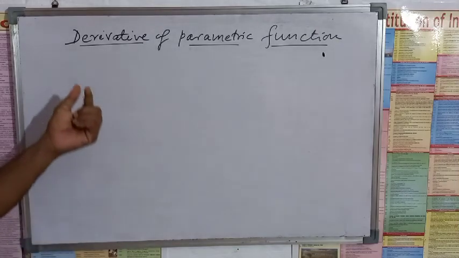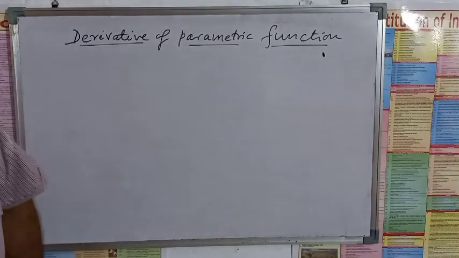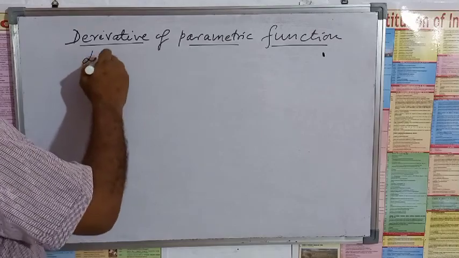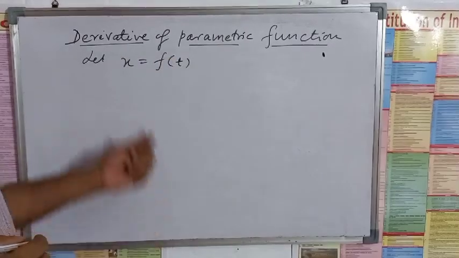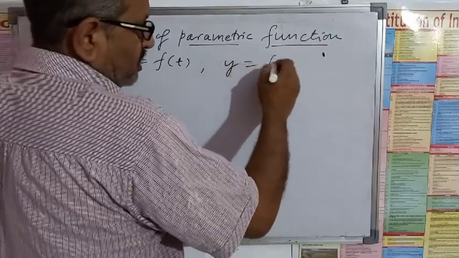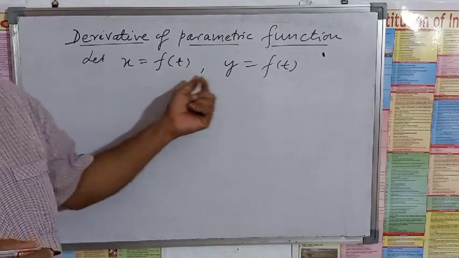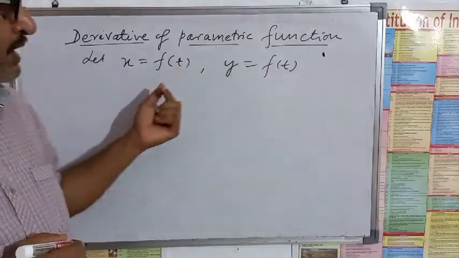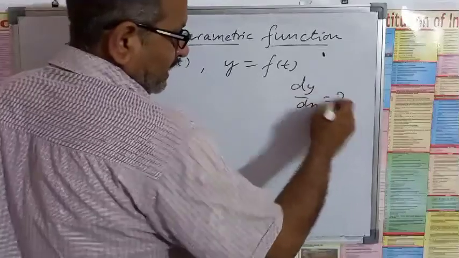Today we will study the derivative of a parametric function. So what is a parametric function? Suppose x is equal to a function of t, where t is the parameter. x is a function of t and y is also a function of t. These are called parametric functions, functions in parametric form where t is the parameter. And we have to find dy by dx.